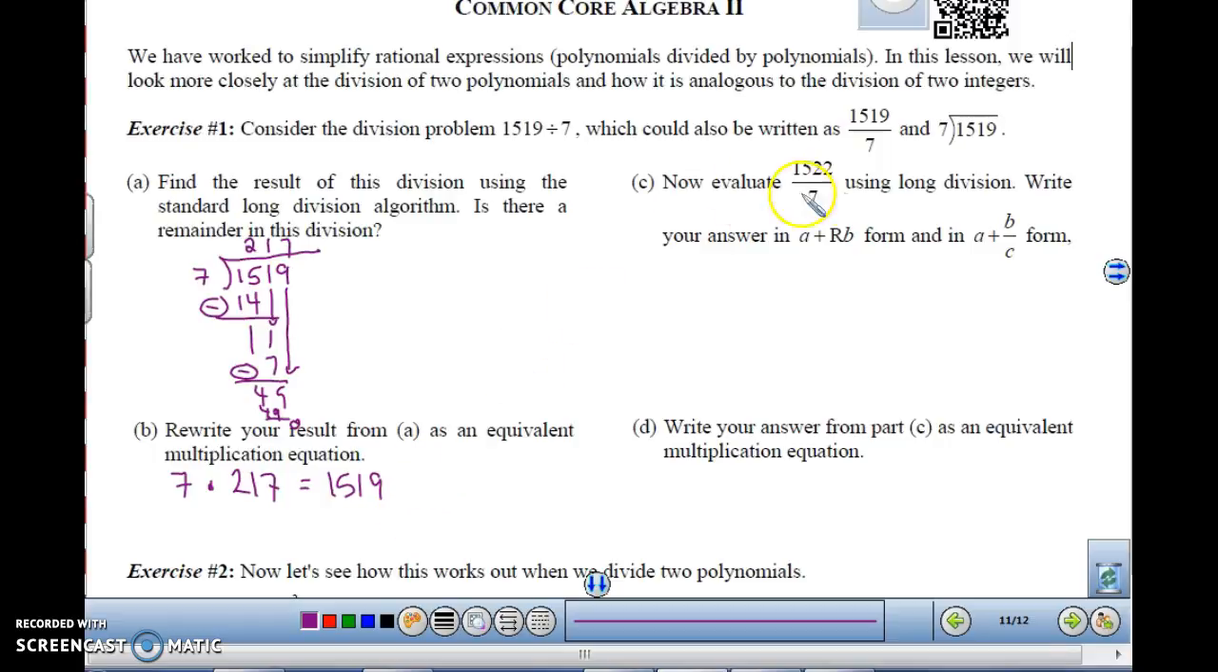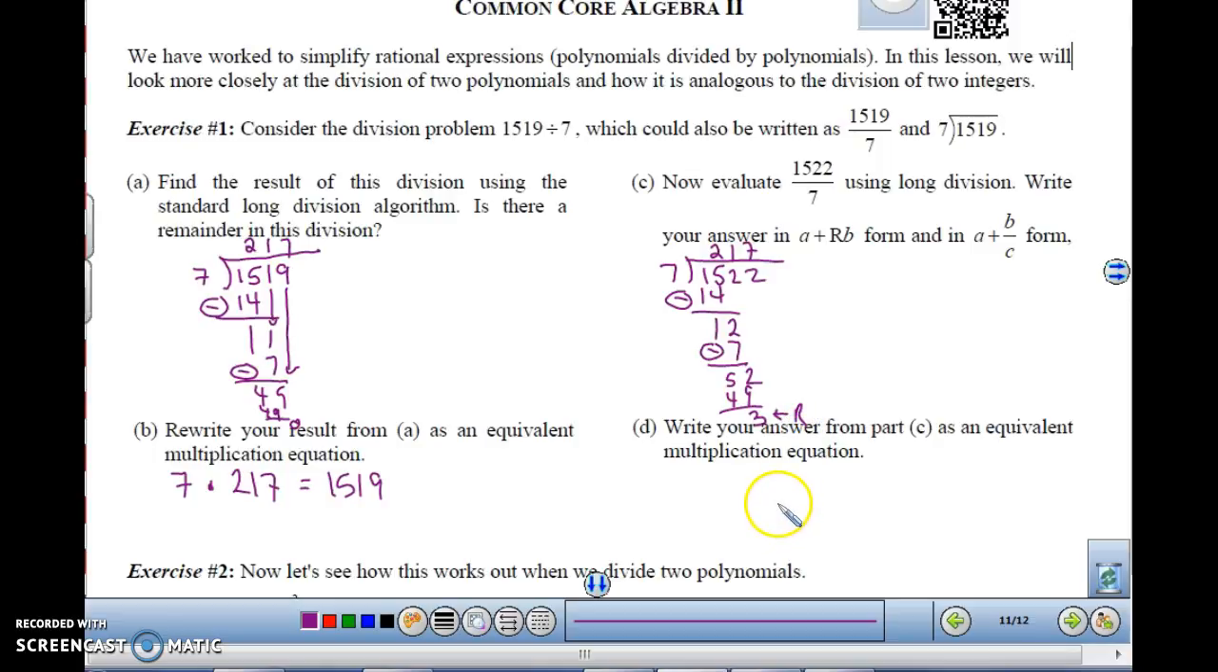Now, what if we have 1522 divided by 7? We're going to write the answer in a plus r over b form and a plus b over c form. We'll explain it when I get there. Same process. 7 times 2 is 14. Subtract. 15 minus 14 is 1. Bring down the 2. 7 goes into 12 once. 1 times 7 is 7. Subtract. 12 minus 7 is 5. And 7 goes into 52 7 times. 7 times 7 is 49. But then we have a remainder of 3.